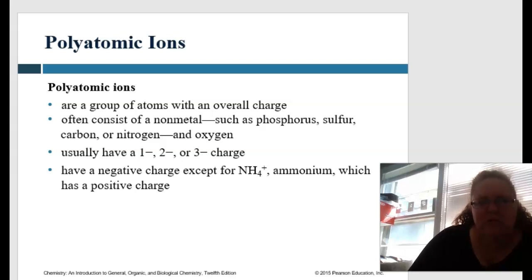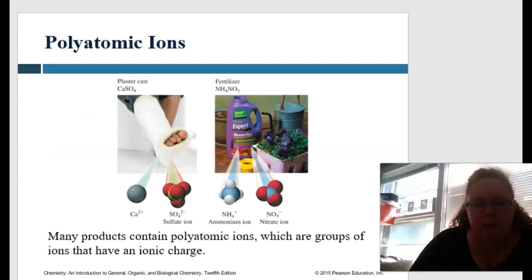A polyatomic ion is a group of atoms with an overall charge, and it often consists of a nonmetal such as phosphorus, sulfur, carbon, or nitrogen, and oxygen. Usually they have a -1, -2, or -3 charge, and if they have a negative charge, except for NH4+, which is ammonium, which has a positive charge. So there are exceptions to rules, and this one you'll just have to remember. Many products contain polyatomic ions, which are groups of ions that have an ionic charge.